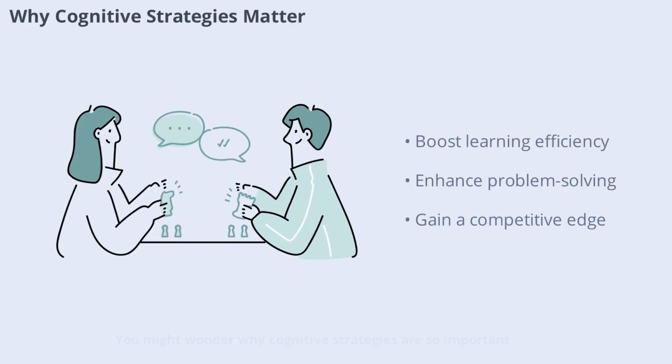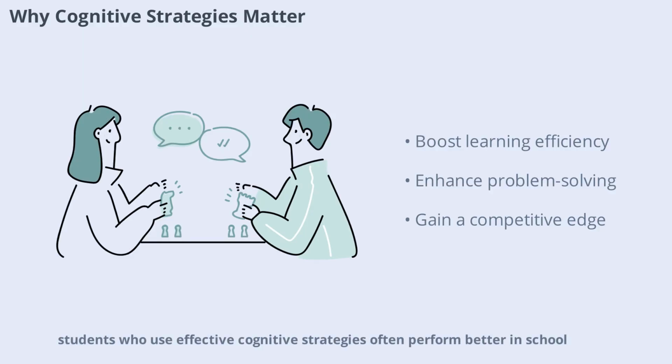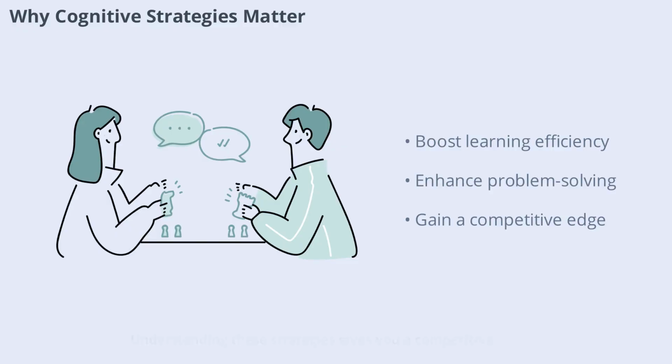You might wonder why cognitive strategies are so important. The answer lies in their power to make learning and problem solving more efficient. When you use the right strategies, you can save time, reduce frustration, and achieve better results. For example, students who use effective cognitive strategies often perform better in school, while professionals can solve complex problems more creatively. Understanding these strategies gives you a competitive edge in both academic and everyday situations.